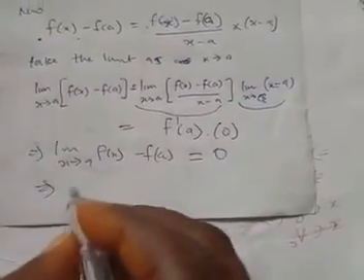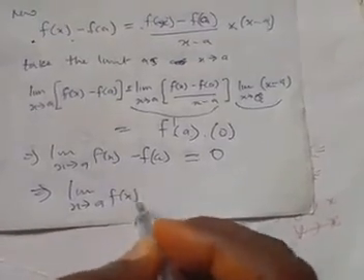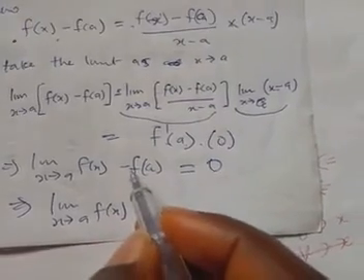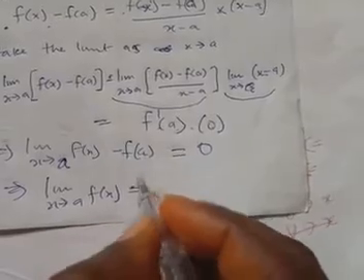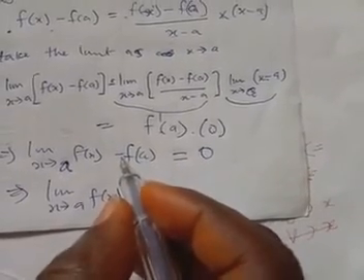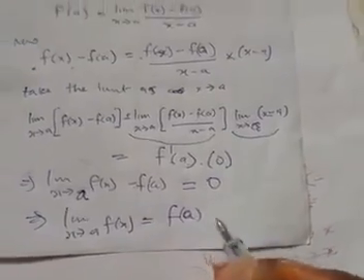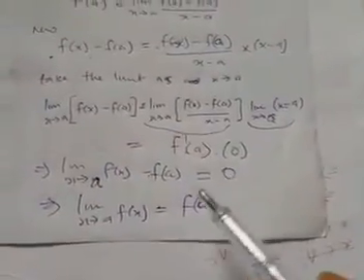So this implies that the limit as x tends to a of f of x, now this one is independent of x, so it will still be the same thing, whatever the limit is. So in that case, I can take it to both sides. Minus f of a will become f of a, and that completes the proof. That is what we want to show.